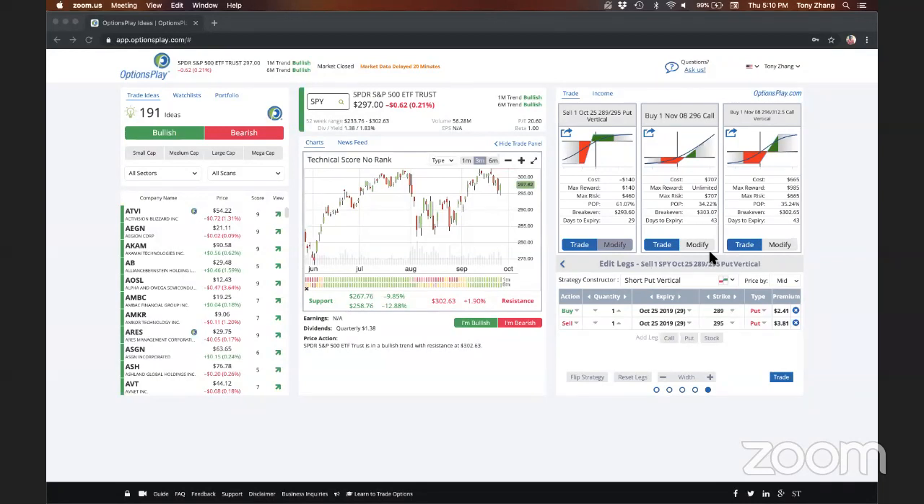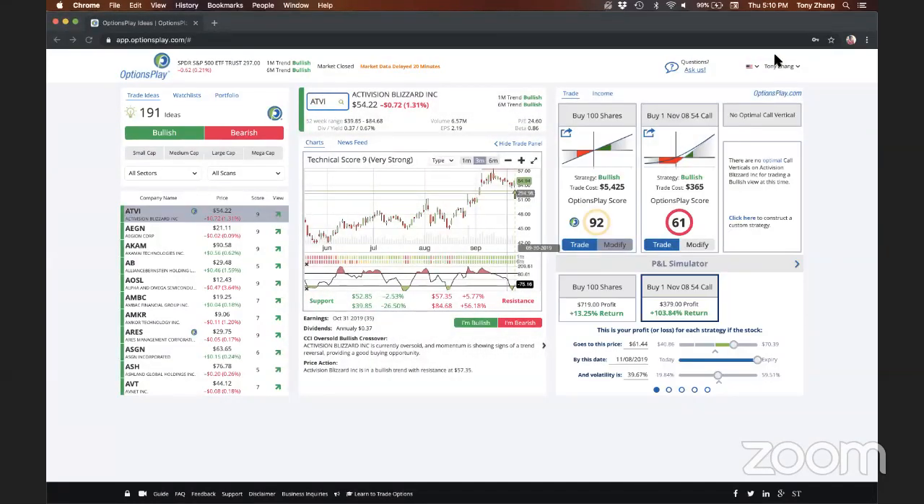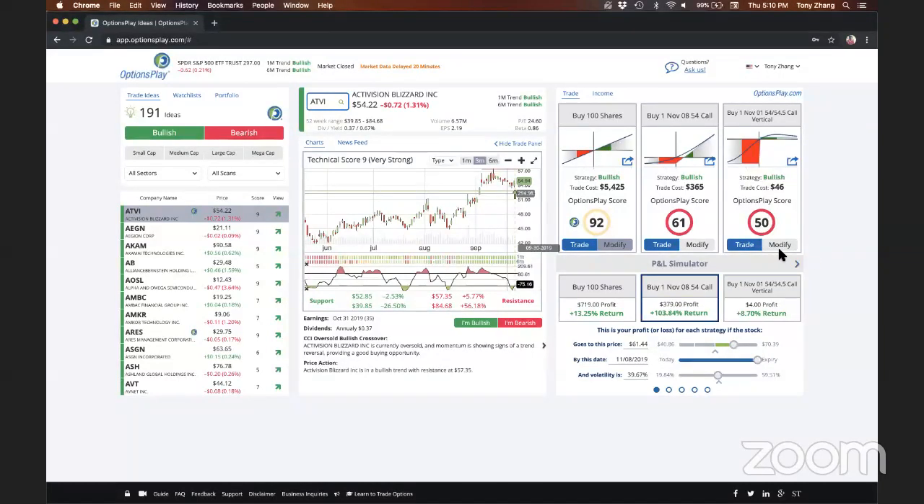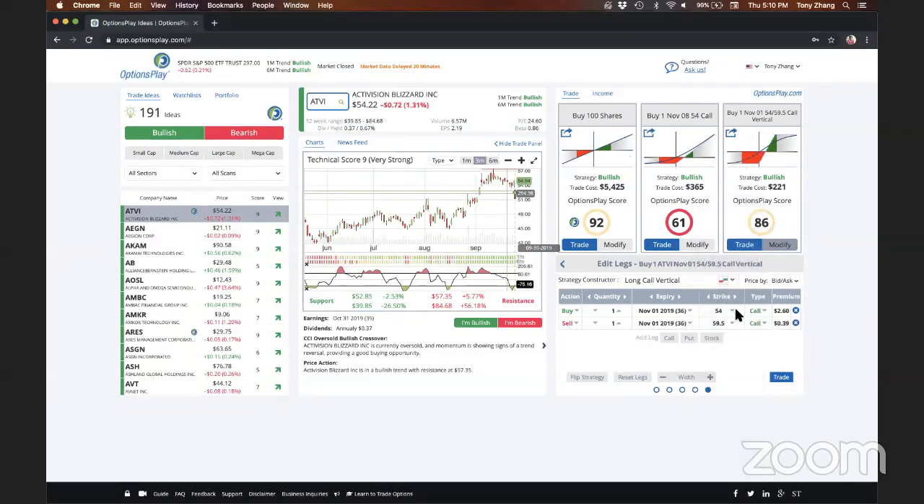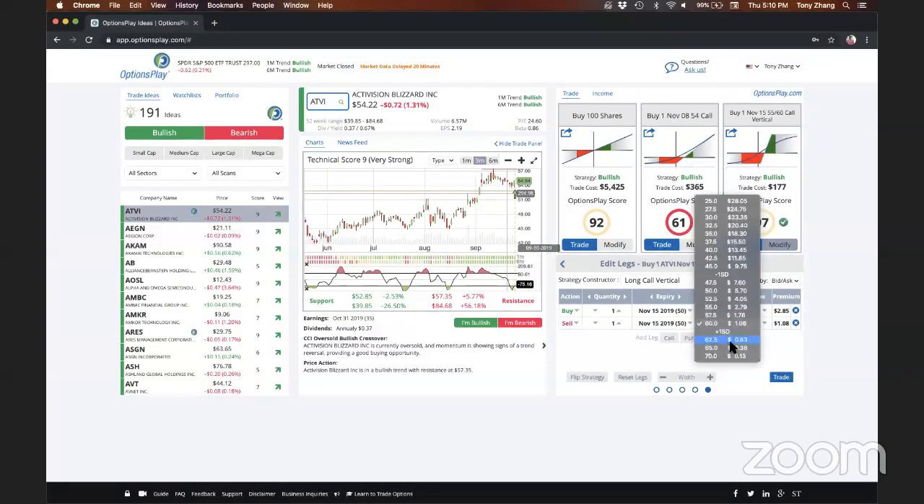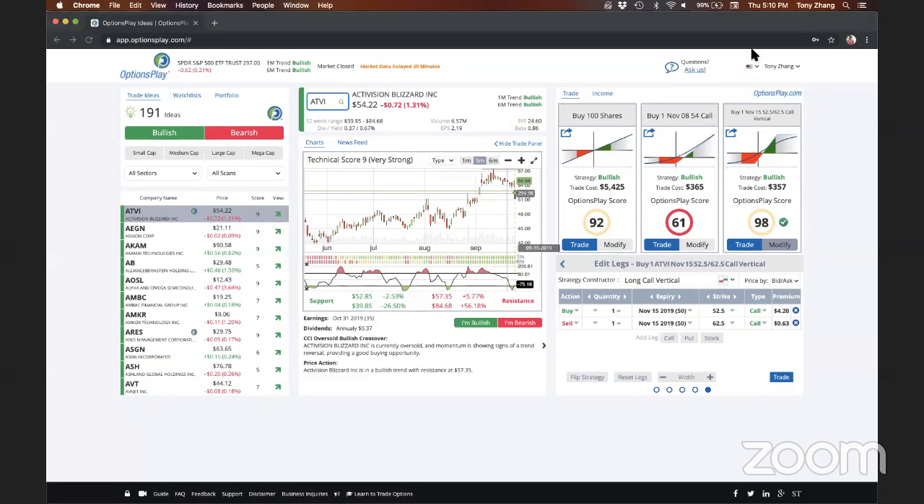My OptionsPlay shows no optimal call verticals for Activision. Yes, at the moment, I see that as well. My guess is that it's because the closing bid-ask right now is probably not very favorable. You can always construct your own and see what's available, but I'm guessing it's because the strikes currently available are not particularly favorable. But as you can see, if you fiddle around with it a little bit, you are able to find some strikes that make sense.